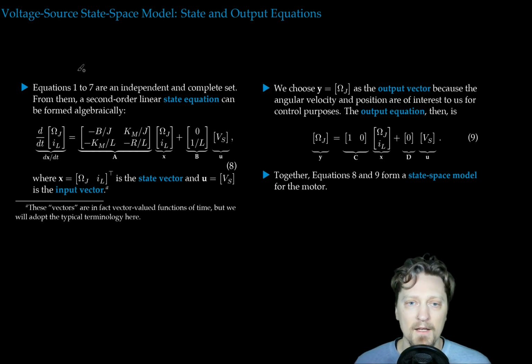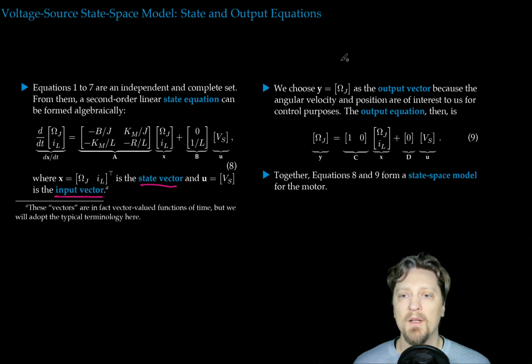From them, a second order linear state equation can be formed algebraically, where we have the time rate of change of the state vector, which is omega j, IL, equals the A matrix, a 2 by 2 matrix, times the state vector, omega j, IL again, plus a B matrix, a 2 by 1 matrix, times a U vector, the input vector, which is just the voltage source. Here we have defined X as the state vector and U as the input vector.